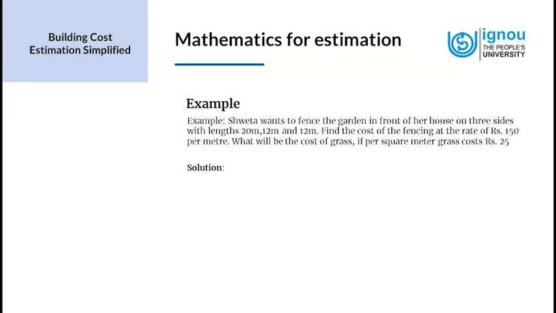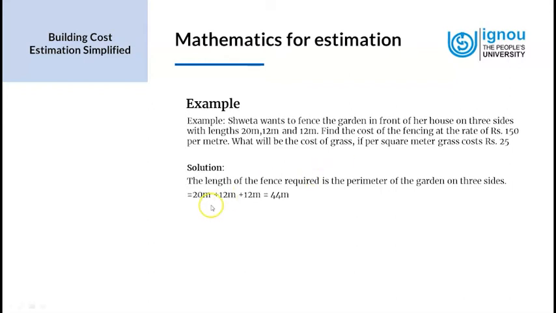So we know that there are 2 aspects to be found out here. One is the fencing, which means we have to find the perimeter, and the other is the cost of grass enclosed inside the fencing, which is the area. So first we will find the perimeter of the garden. We need to only fence 3 sides. There's no mention of the 4th side, so we will just add the measurements of 3 sides, which is 20 meters plus 12 meters plus 12 meters. The sum becomes 44 meters.